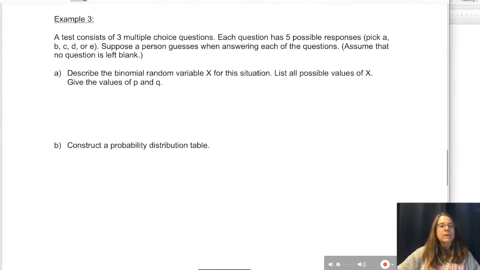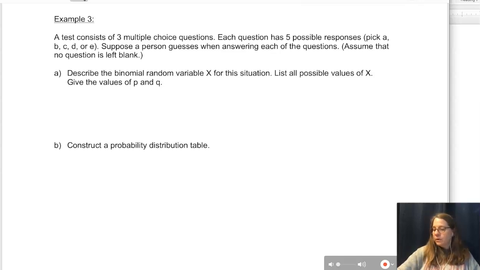The next example is a test that consists of 3 multiple choice questions. Each question has 5 possible responses, which means A, B, C, D, or E is what you're choosing from for your answer. Suppose that a person guesses when answering all of the questions, and we also assume that none of the questions are left blank. Describe the binomial variable x for this situation.